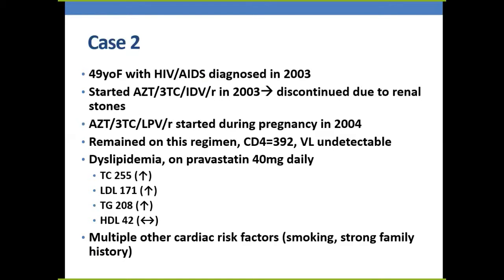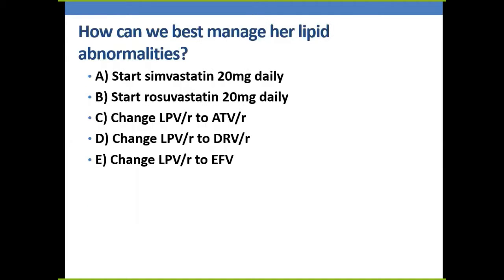You can tell from her lipids that, while we haven't calculated her risk factors, it seems she maybe should be on a higher potency statin, given that her LDL is still quite high. So how can we best manage her lipid abnormalities? Should we start simvastatin 20 milligrams a day, rosuvastatin 20 milligrams a day, change the lopinavir ritonavir to atazanavir ritonavir, change the lopinavir ritonavir to darunavir ritonavir, or change the lopinavir ritonavir to efavirenz?